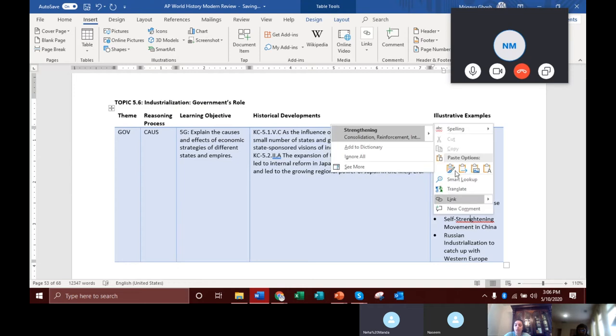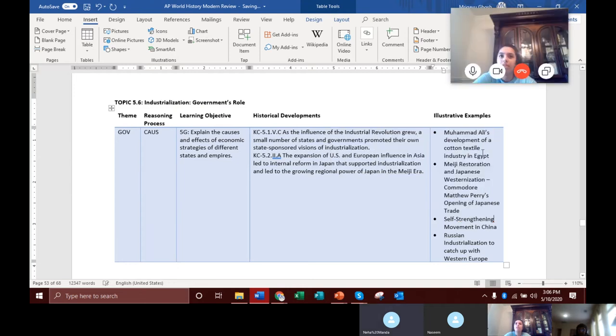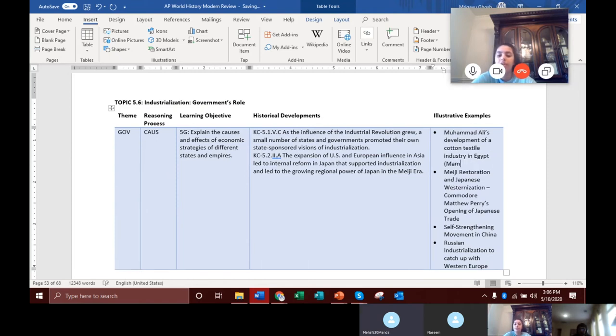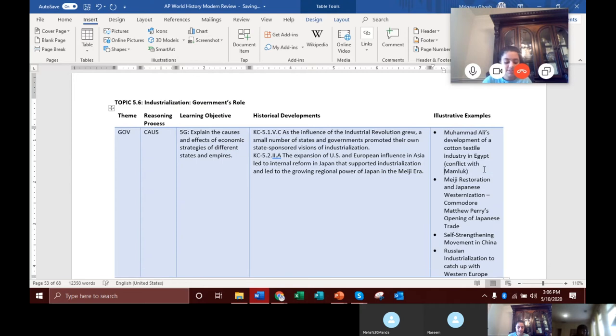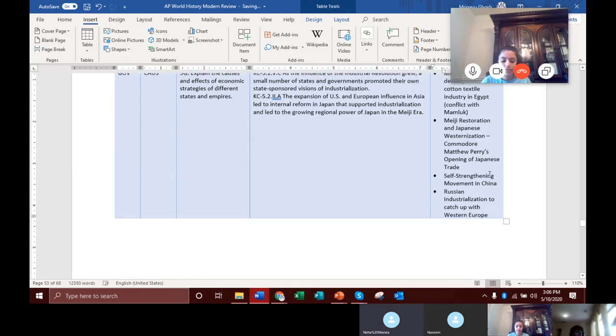About Muhammad Ali and the Mamluks, it's in modernization. Yeah, Egypt. Wait, this is Mamluks? Yeah, in conflict with them. So conflict with the Mamluks. Okay. It was Ottomans against Mamluks, right?